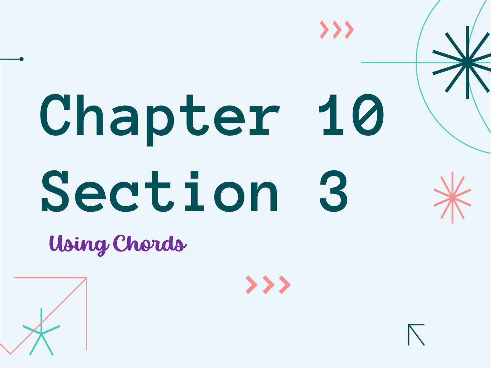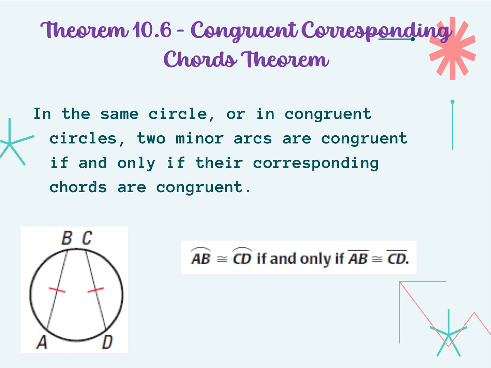10-3, using chords. These, you have to know the meaning of them, obviously, and understand them. So this is congruent corresponding chords. We know what congruent is. We know that corresponding sides or angles are equal. And then we should know what a chord is. So that kind of gives you the description of what this is.